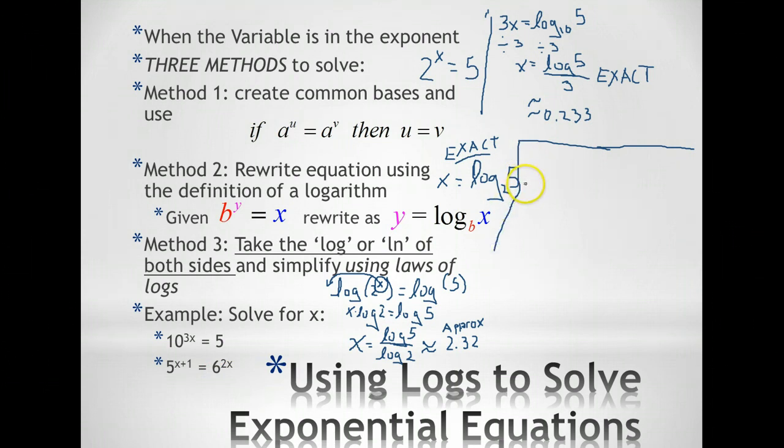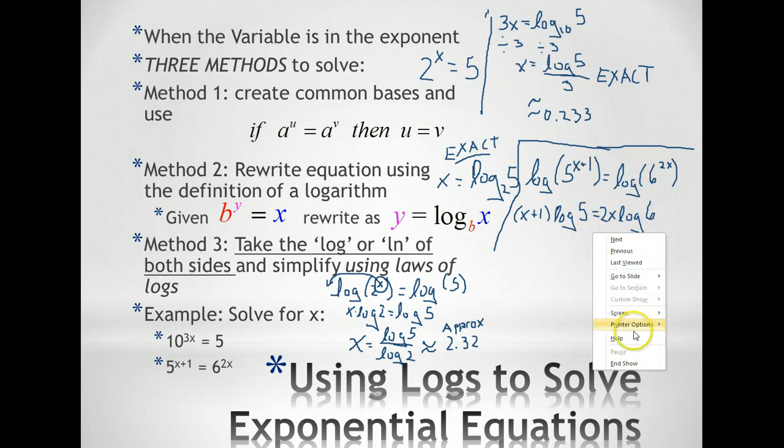So I take a log of the left-hand side, 5 to the x plus 1, and that's equal to log of the right-hand side, 6 to the 2x. Now, for both of these, I'm going to move the exponents to the front. So I move the x plus 1 to the front, and that's log of 5. There are a lot of 5's in this. And then I move the 2x to the front, and that's log 6. Now I have a problem. Let me show you my problem with red.